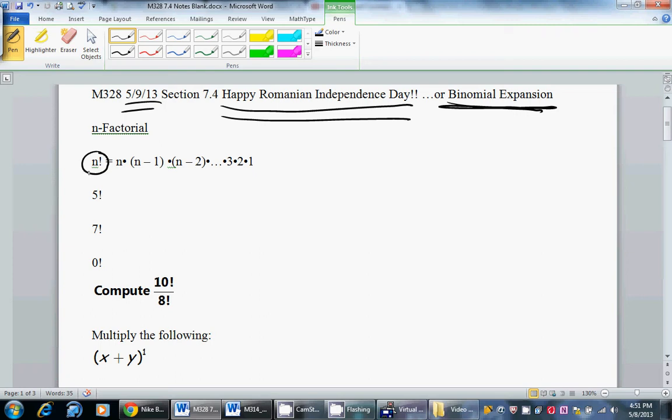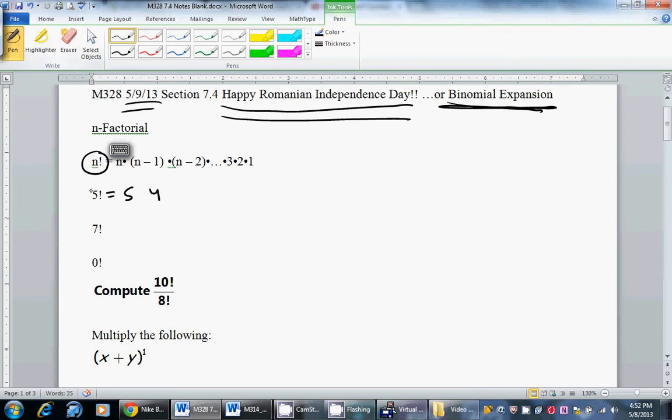What that means is n factorial means you're going to multiply n by every whole number that comes before it all the way down to 1. So n times n minus 1 times n minus 2, n minus 3, n minus 4, all the way down to 3 times 2 times 1. For example, 5 factorial is equal to 5 times 4 times 3 times 2 times 1. 5 times 4 is 20, times 3 is 60, times 2 is 120, times 1 is itself.